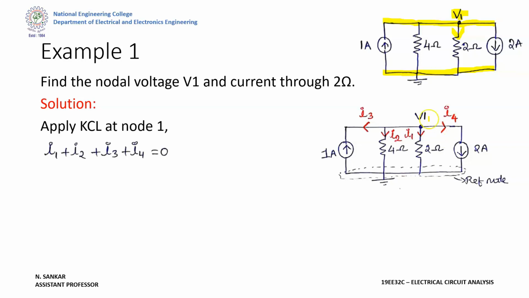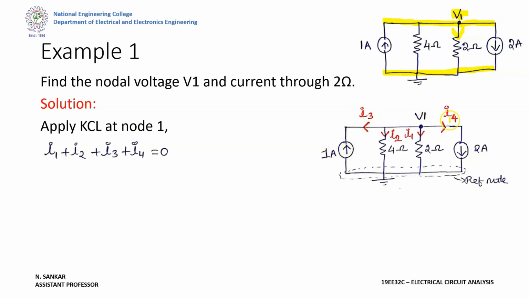Now apply KCL at node 1, which is nothing but I1 plus I2 plus I3 plus I4 is equal to 0, because all currents are leaving the node. There is no current entering the node, that's why it is equal to 0. Now substitute the values of I1, I2, I3, I4. Here I3 is 1 ampere, but the direction is towards the node. We have taken the direction as leaving the node, so both directions are opposite. That's why I3 will be equal to minus 1.